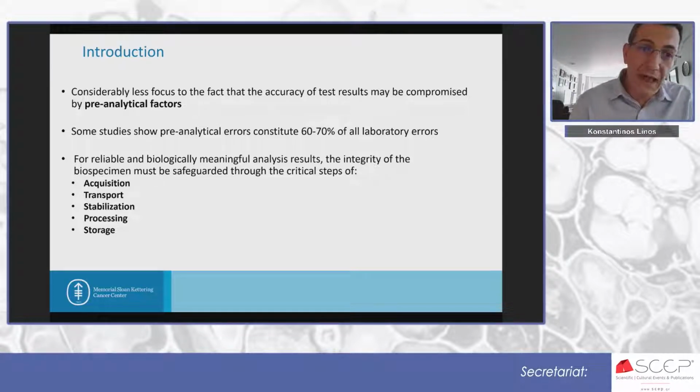For reliable and biologically meaningful analysis, the integrity of the biospecimen must be safeguarded through critical steps that include the acquisition, transportation, stabilization, processing, and storage of the tissue. These are all important factors, not theoretically, but because they can skew the data for molecular analysis and render the data uninterpretable or even preclude analysis whatsoever.